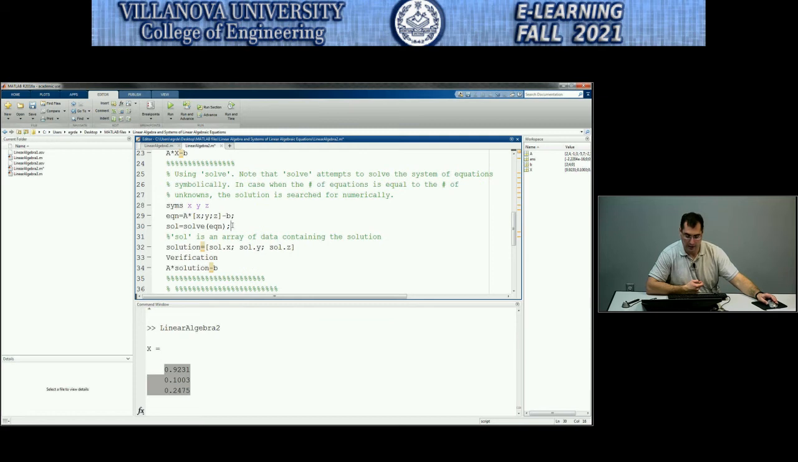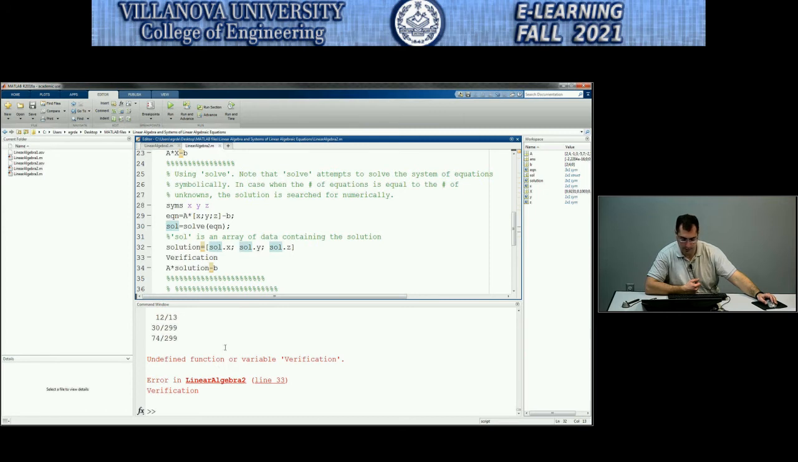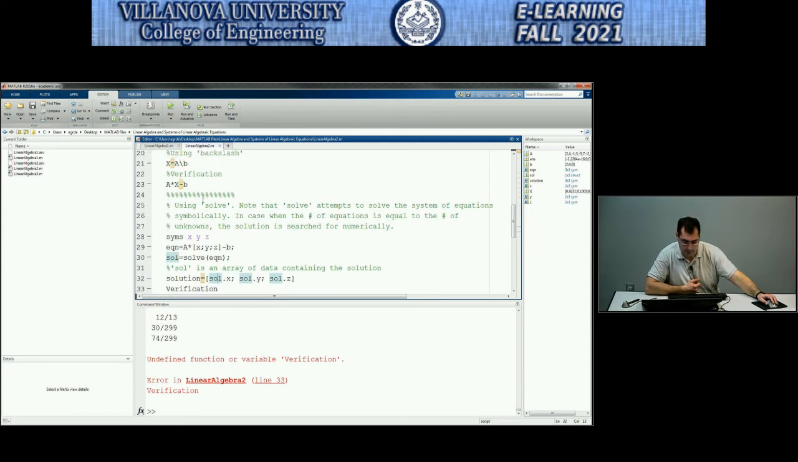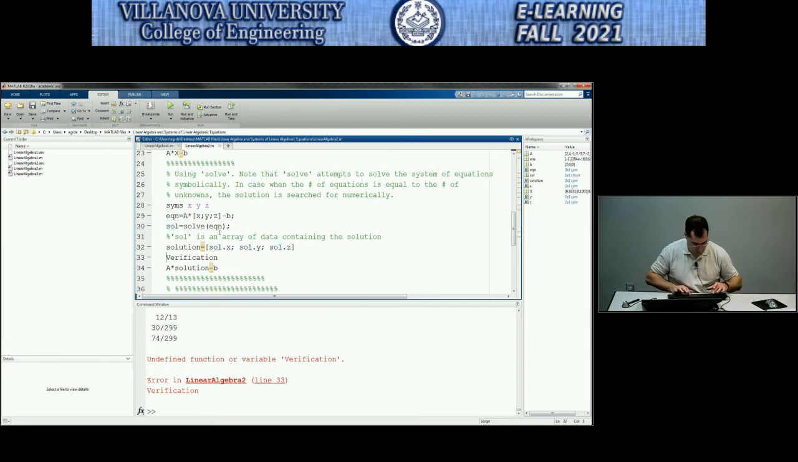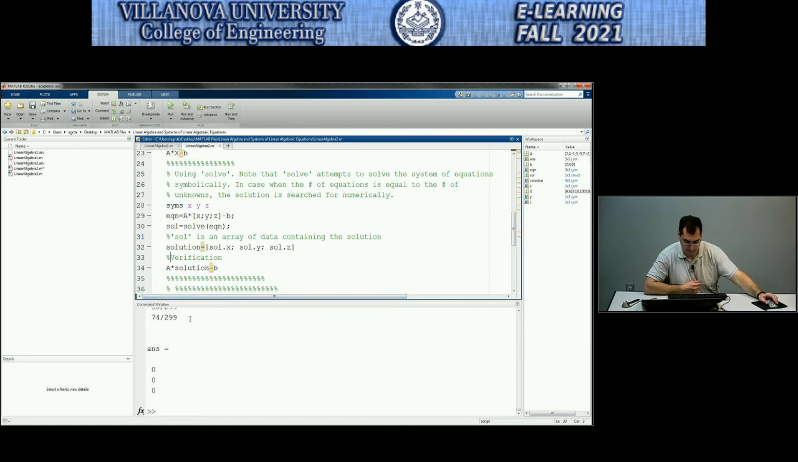So as a result, what I define as sol is going to be a piece of data that contains the solution. In order to extract that solution, you would have to type something like this: sol.x, sol.y, sol.z. Okay. And if you run this, let me run this one more time.